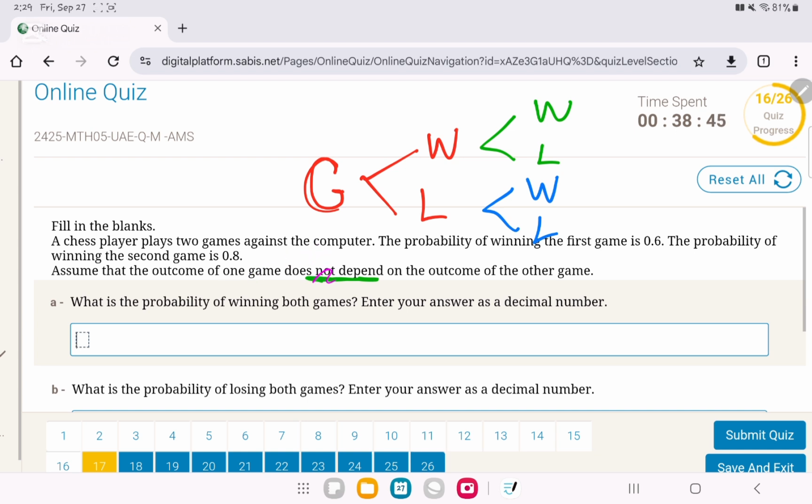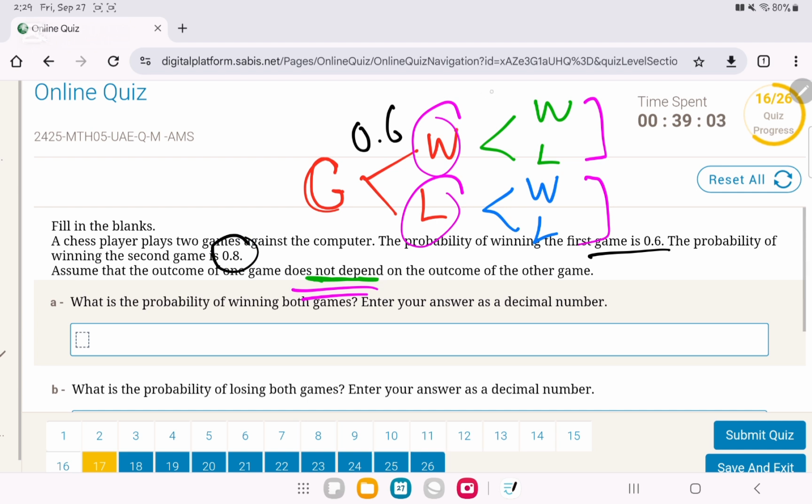Now, assume the outcome of one game does not depend on the other. So if he won here, he can win and lose here. If he lost here, he can win and lose here. Okay? Now, they told us the probability of winning the first game is 0.6, and the probability of winning the second game is 0.8. And here it's also 0.8. Now we know that the probability is out of 1. So to get the probability of losing, we do 1 minus 0.6, which is 0.4. And to get the probability of losing here, we do 1 minus 0.8, which is 0.2. So here it's also 0.2.